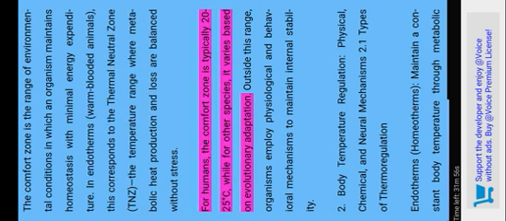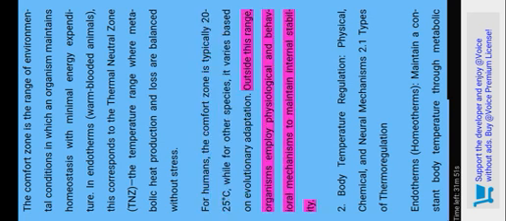For humans, the comfort zone is typically 20–25 degrees Celsius, while for other species, it varies based on evolutionary adaptation. Outside this range, organisms employ physiological and behavioral mechanisms to maintain internal stability.